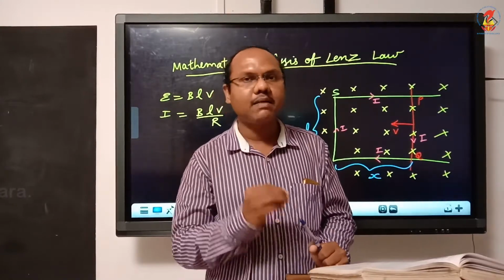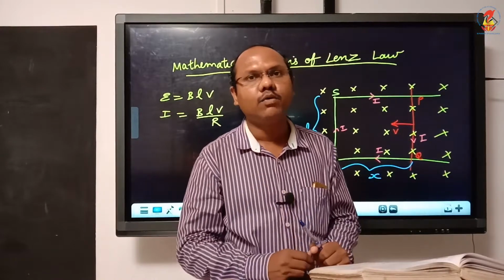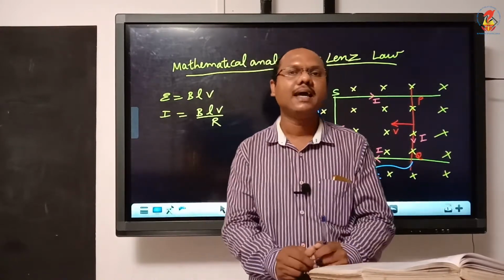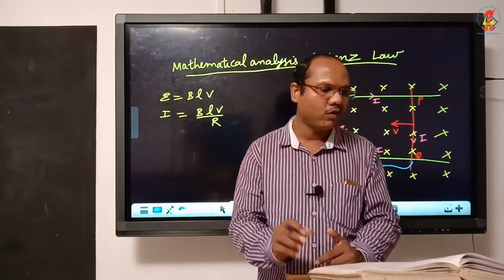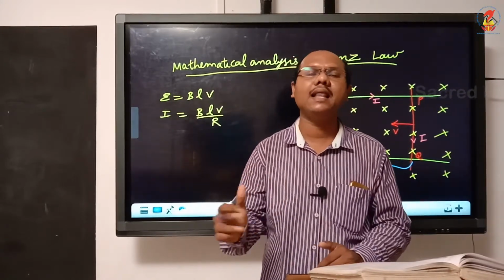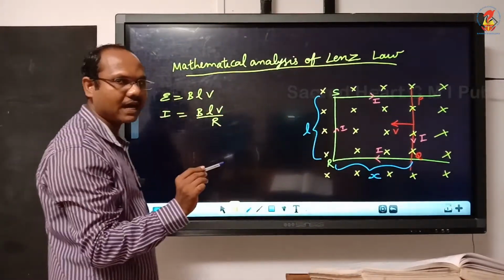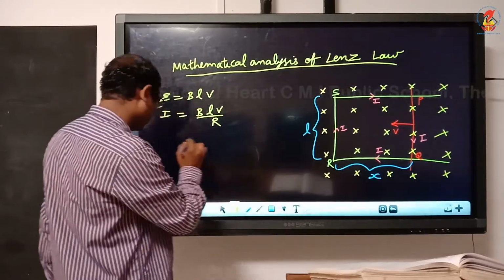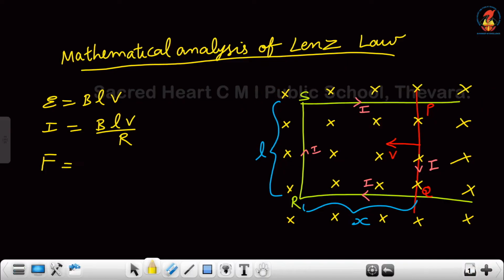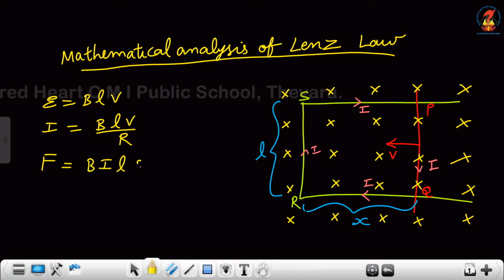We studied in chapter 4 that a current carrying conductor moving in a magnetic field experiences a force, and that force is given by BIL sin theta. So PQ is the current carrying conductor. It is moving in a magnetic field. So a force will be experienced which is given by F is equal to BIL sin theta.